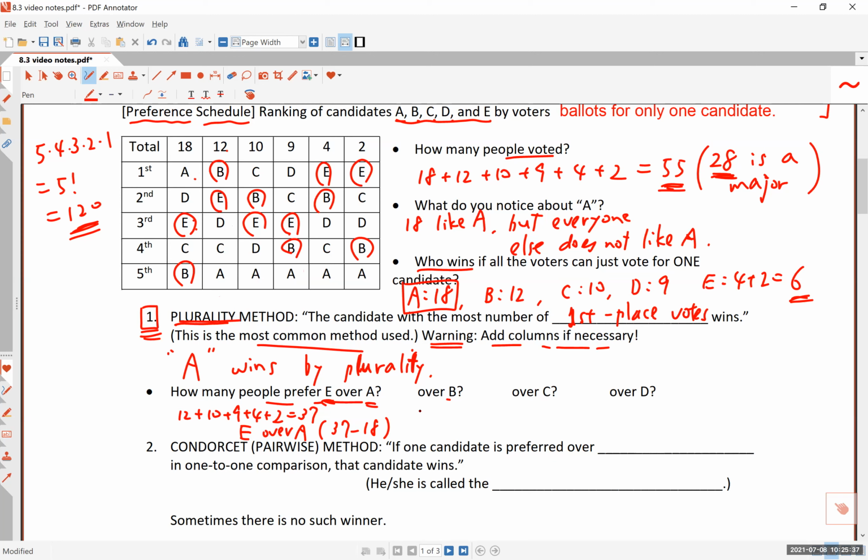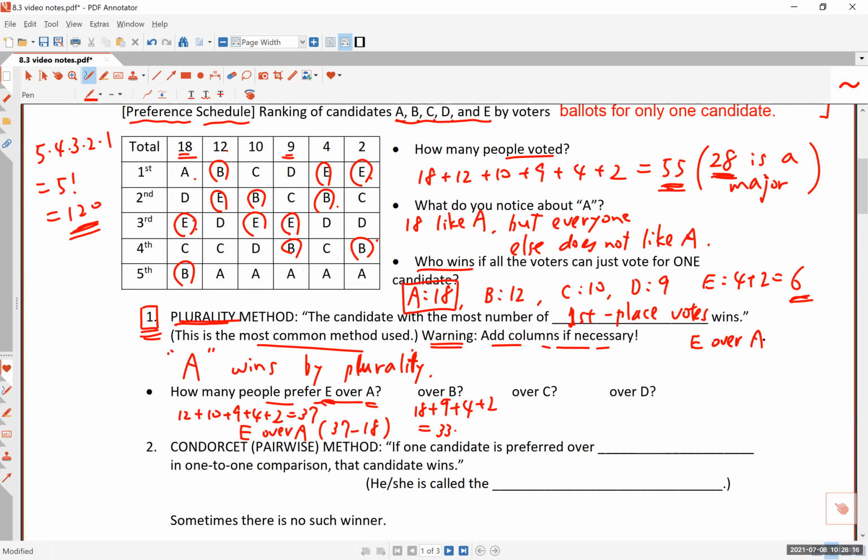E is preferred over B by 18, right? I'm choosing all the columns where E is above B. See that? And then 9. And then E over B, so 4, and then E over B, that's 2. And this looks like 37 people again. Is that right? No, that's 33 people, I believe. 27 plus 6. Okay, so that's 33. So maybe I need to write down.